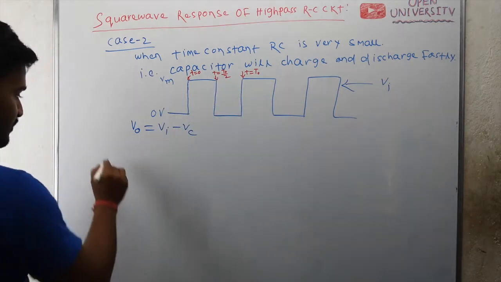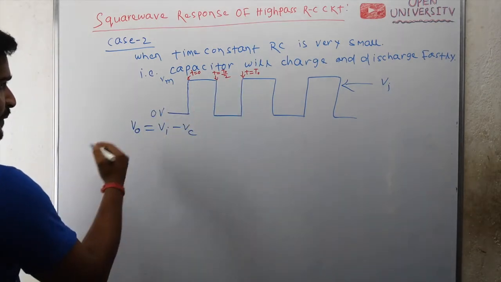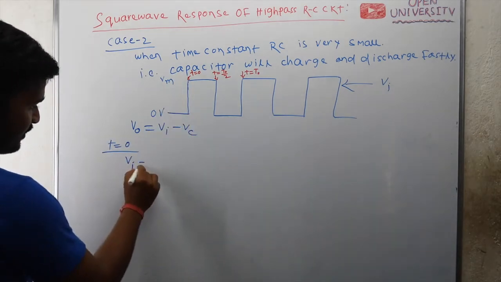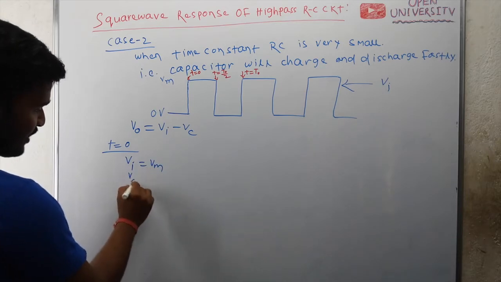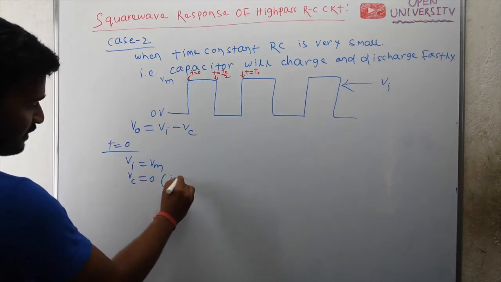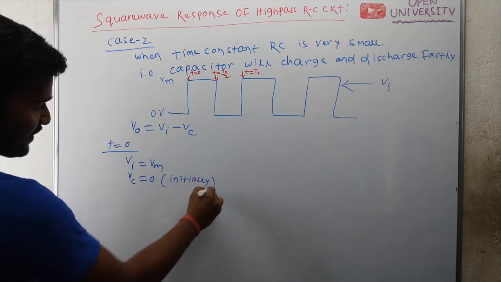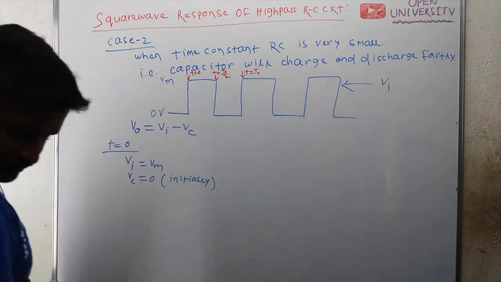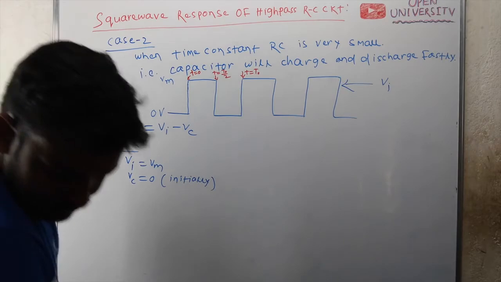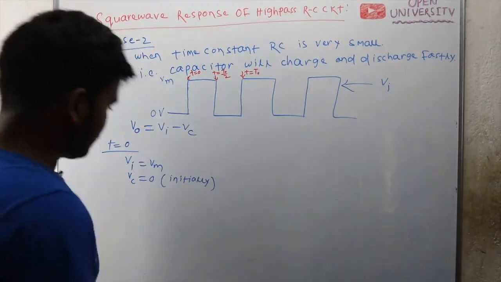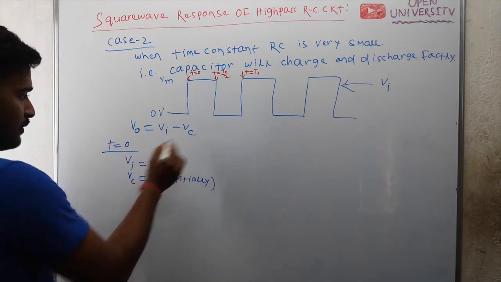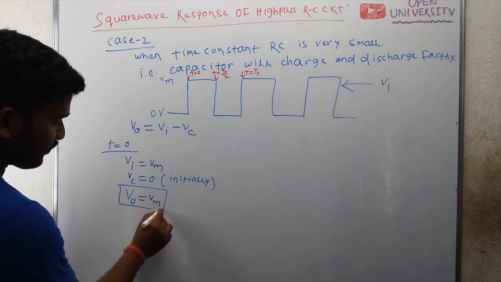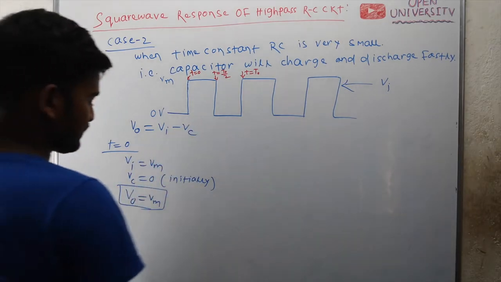Let's understand the operation of this high pass RC circuit when the time constant is very small. At t equal to 0, the input voltage is Vm, and I am assuming initially no voltage across the capacitor. So the output voltage will be Vm minus 0, that is Vm.